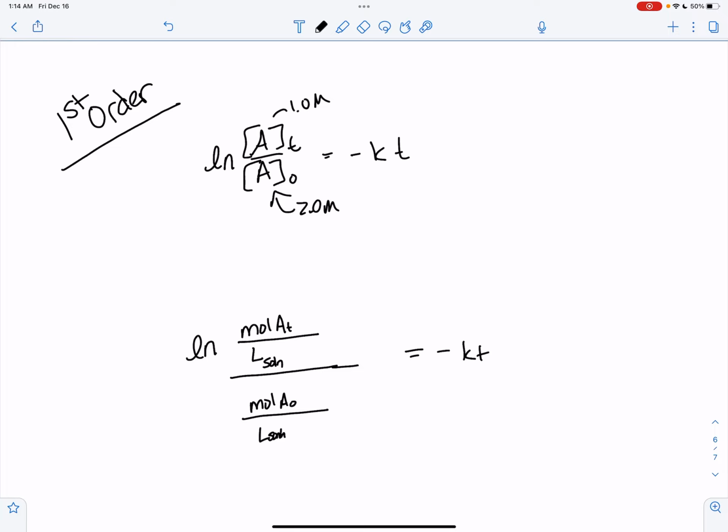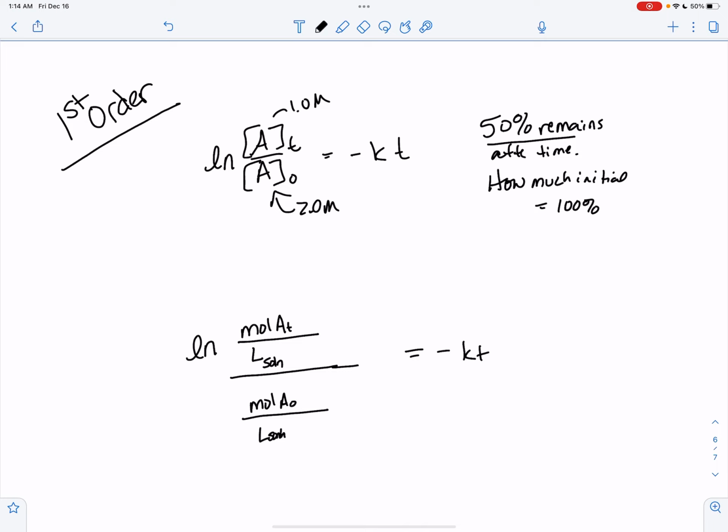say that 50% remains after a certain period of time. And then it might ask how much was there initially. Well, here's the deal. For initial, it's always 100%. So as long as it says percent remains, then that's what the top number is.